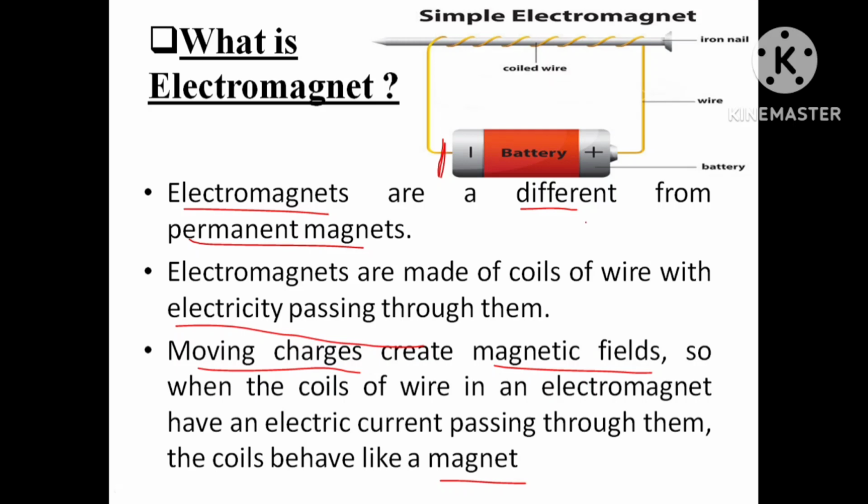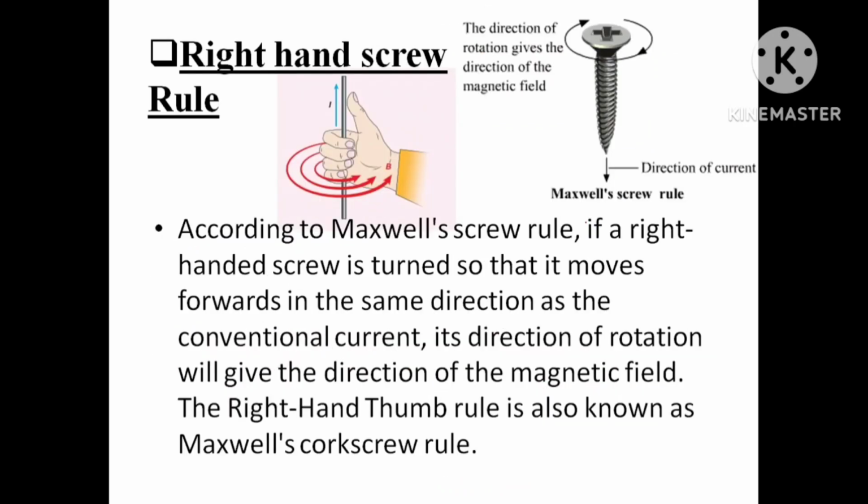Now we have known what an electromagnet is. By knowing what an electromagnet is, we have to know its polarity: which side behaves like a north pole and which side behaves like a south pole. So how will we know about this polarity? By a simple method called the right hand screw rule, or Maxwell's corkscrew rule.